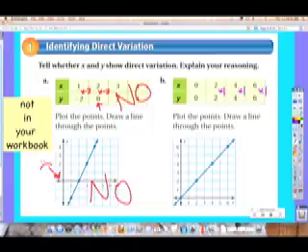Let's make sure the graph supports it. Does it pass the first graph test? Does it go through point 0, 0? Yay! It does. And then is it a straight line? Yay! So the graph also supports that this is, yes, a direct variation.